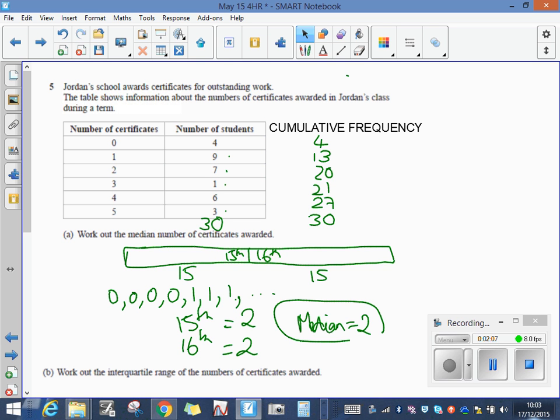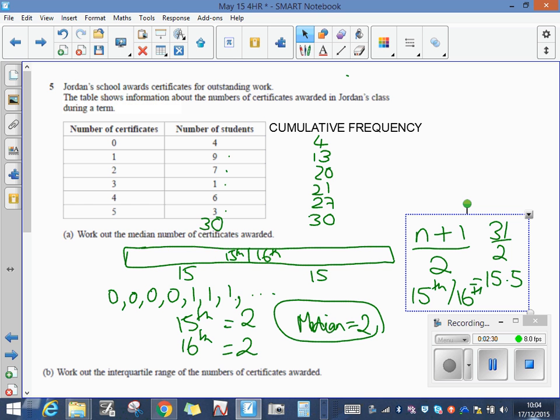Now, a slightly quicker way, rather than thinking about the data like that, is to say if we have n items, to find the position of the median, we do n plus 1 divided by 2. In this case, n is 30. So 30 plus 1 is 31, divided by 2. That comes out as 15.5, which again tells us the median is between the 15th and the 16th person. So the median is again 2. It's a quicker way of doing it.